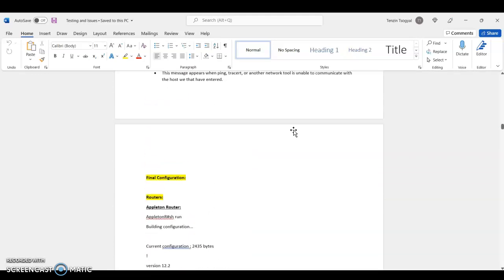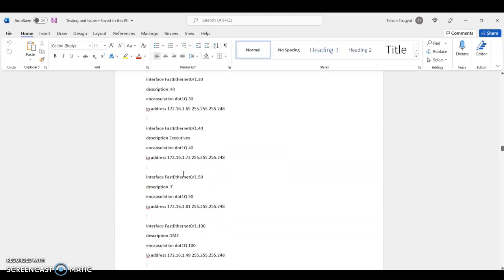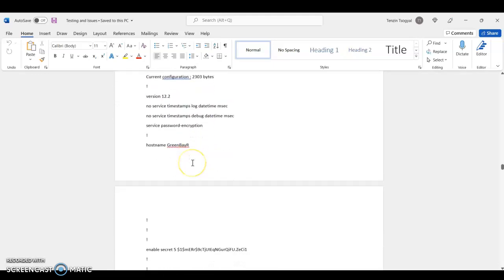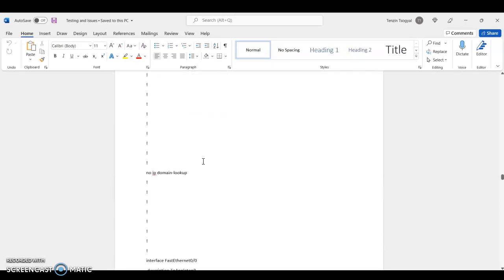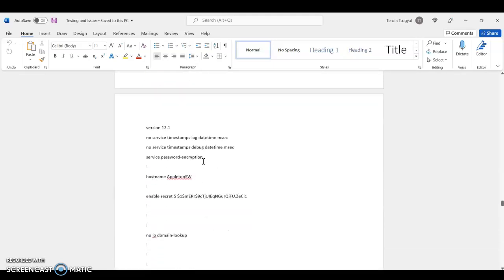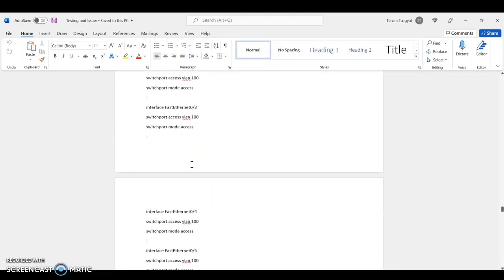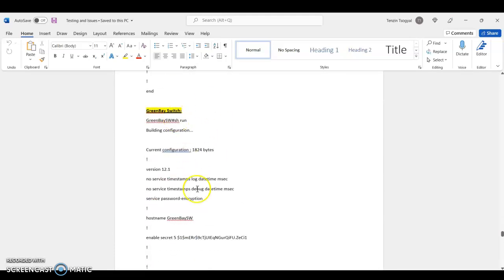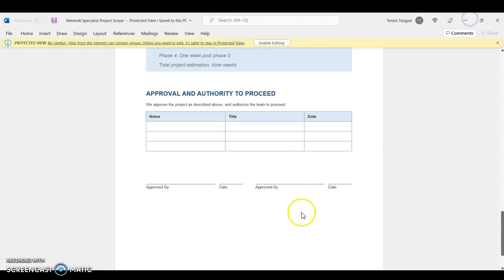And down below here is my router configuration for the Appleton. And I have my Green Bay router configuration right here. As you can see, I have all the networks and default routes assigned up here, and I have my switches, Appleton switch configuration right here. I have all set up here, and also have my Green Bay switch configuration right here.